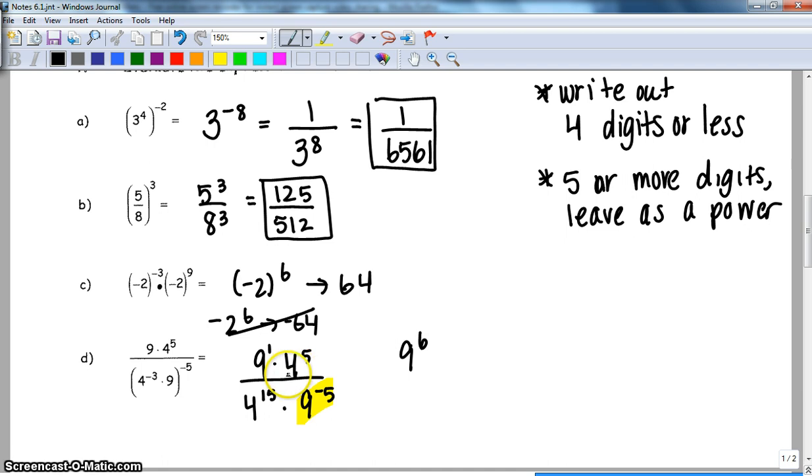And then with our 4s, the base is the same. Since we're dividing, we will subtract our exponents. 15 minus 5 is 10. And that will stay here. If you type either of these in, you're going to get 5 or more digits, so we will leave this as a power. All right, on to the back. Let's try some more.